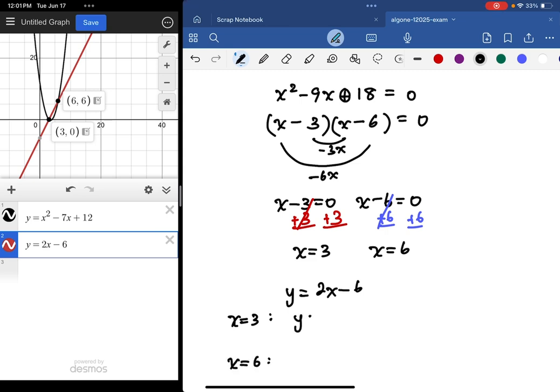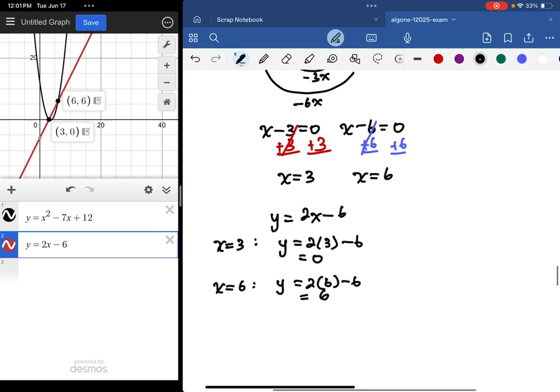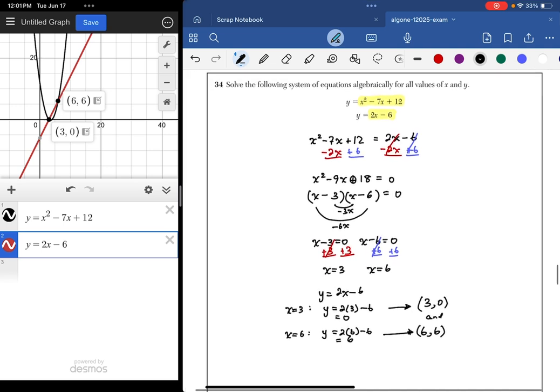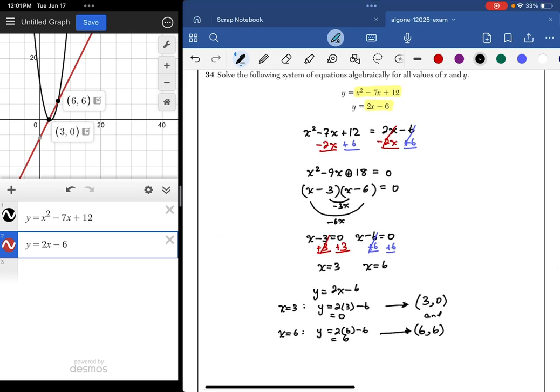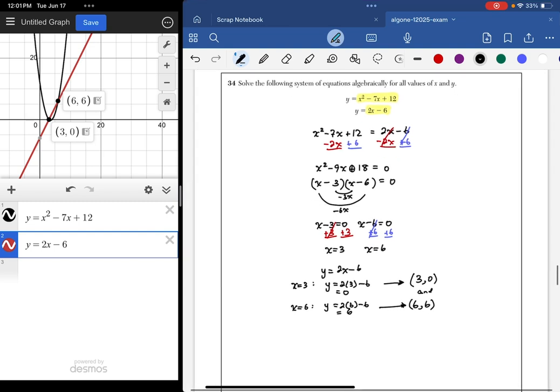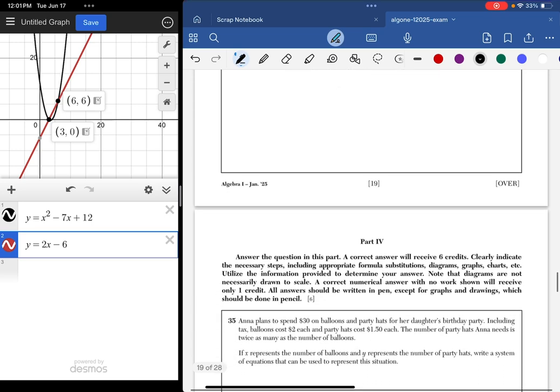So y is equal to 2 times 3 minus 6, which is 0. Y is equal to 2 times 6 minus 6, which is 6. So that gives me an ordered pair, x comma y, 3 comma 0, x comma y, 6 comma 6. And that would be my final answer. And it corresponds with what we have on our calculator screen. So that brings us to part 4.